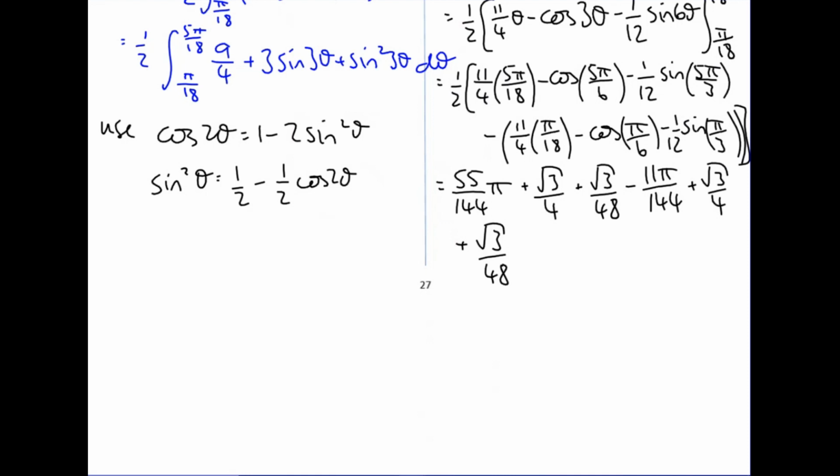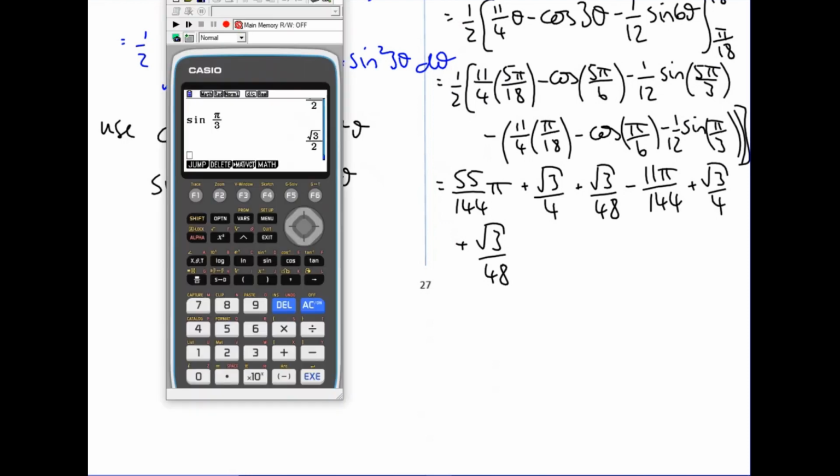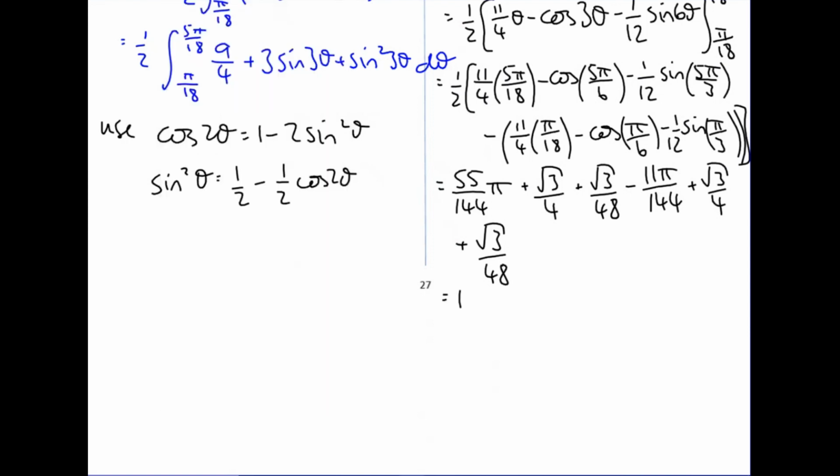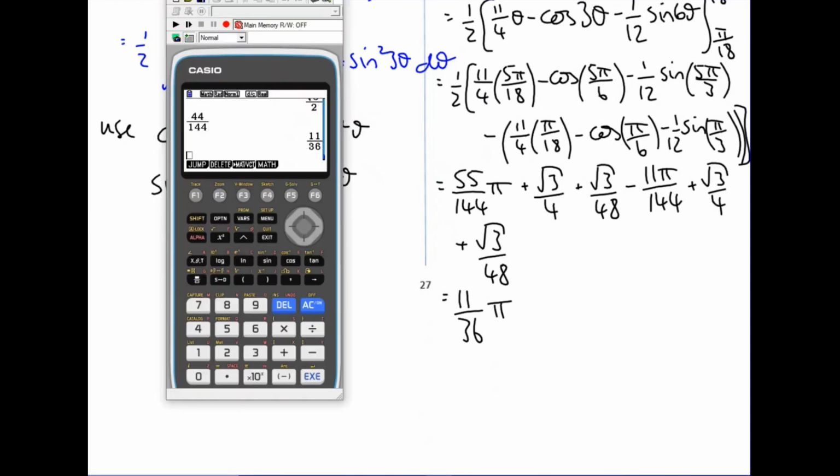Right, so we've got to collect up the pies. We've got 55 minus 11, so we've got 44 over 144, which should simplify to 11 over 36 pi. We can collect up our root 3s. So I've got a quarter plus 1 over 48, and I've got 2 of them, times 2. That gives me 13 over 24.